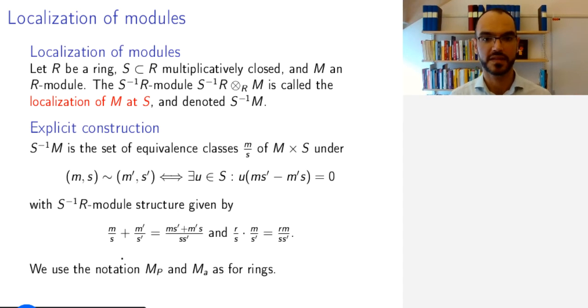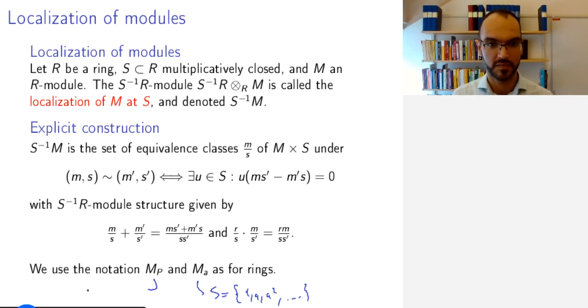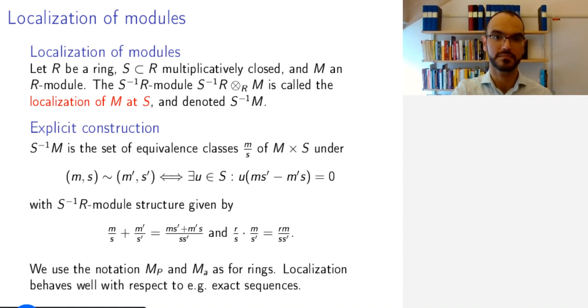So as for rings, when we localize at a multiplicatively closed set consisting of powers of some element a, we denote the localized module by M sub a. And when we localize with respect to the set S, that is everything except the contents of a prime ideal, we write M sub P. And localization behaves well with respect to all reasonable constructions you might think of, such as direct sums, exact sequences, and so on.